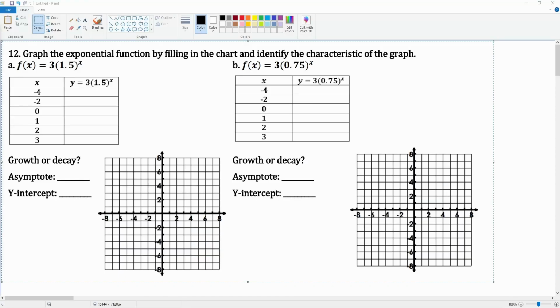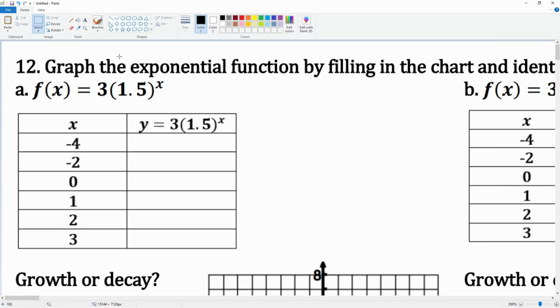Number 12, here we're going to graph the exponential function by first filling in the chart, then identifying the characteristics of this graph. So here we have that function itself. And then you just want to enter this into a calculator and substitute different x's in. Okay, so I'm going to do that now.